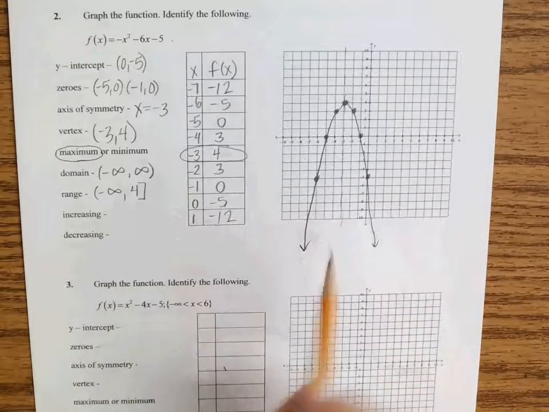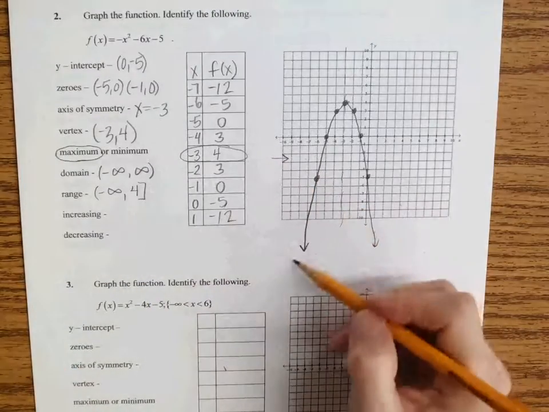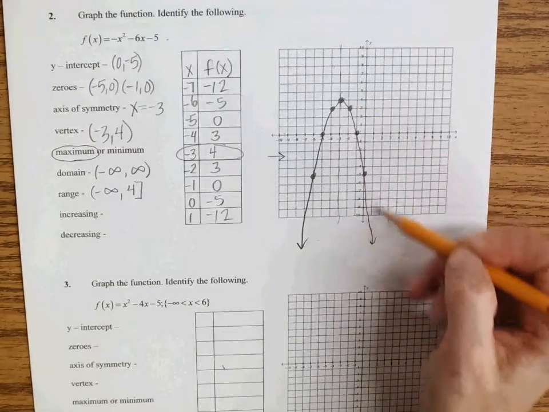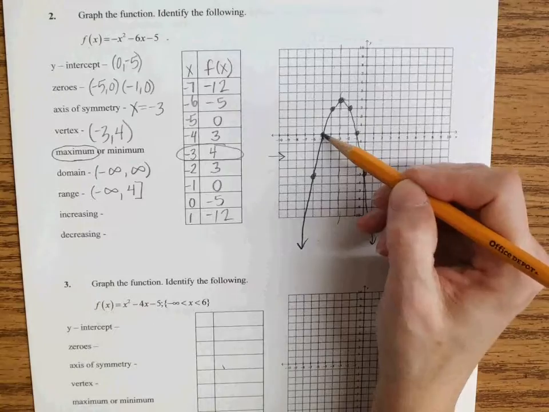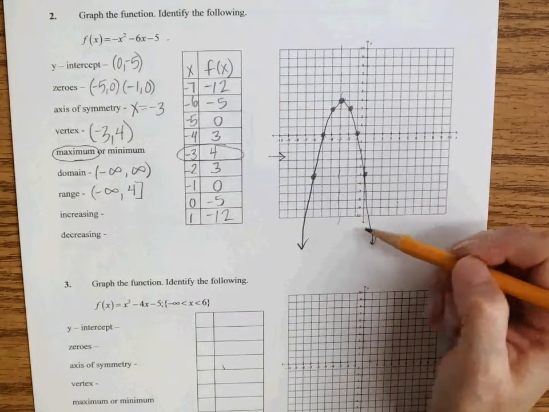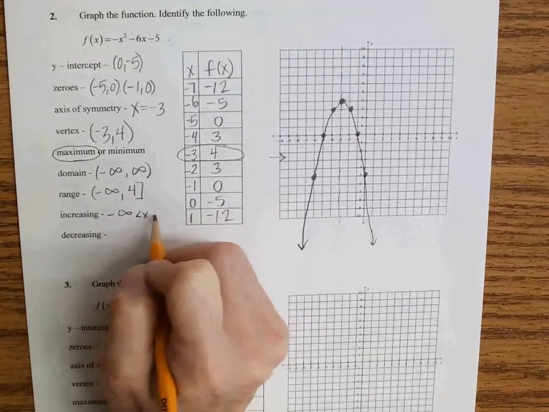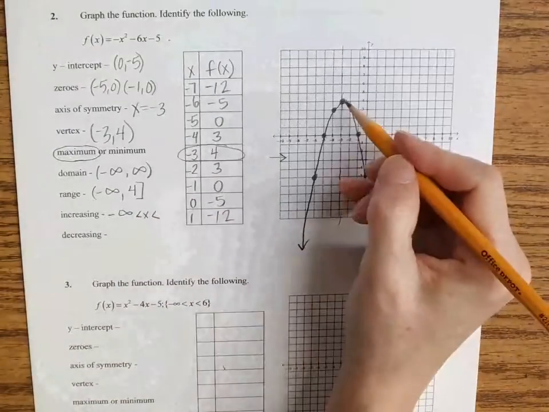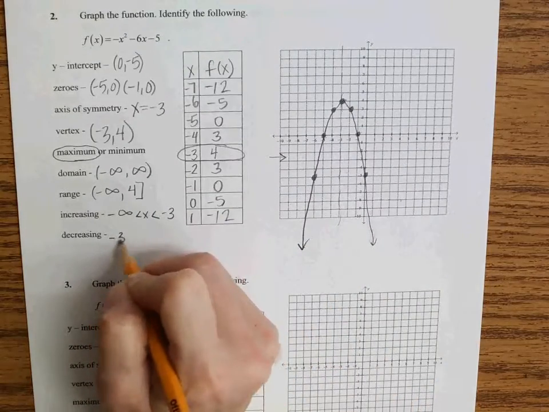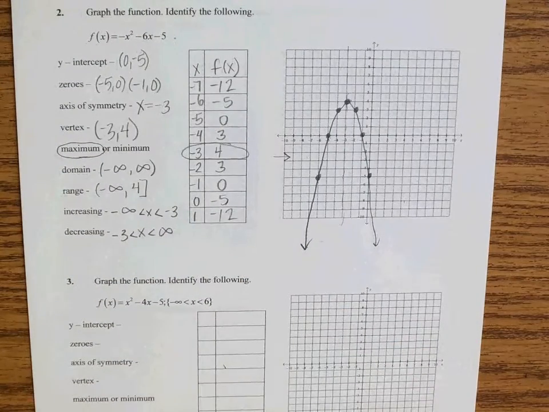Increasing, again, as we travel from left to right, as we move along this parabola, it increases in this direction and goes back down. Again, as I travel from left to right, it's kind of how that parabola rides. So it is negative infinity, and we have to include the x on this one. And this is my negative 3. Decreases from negative 3 to positive infinity. Okay? All right, that's it.